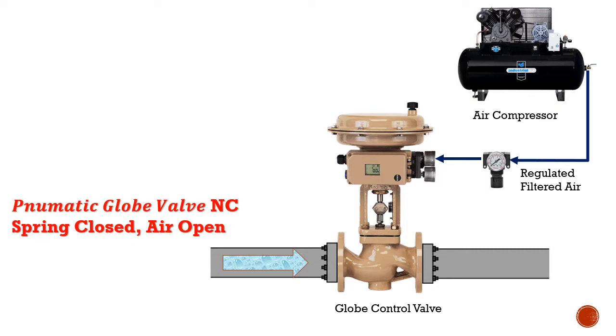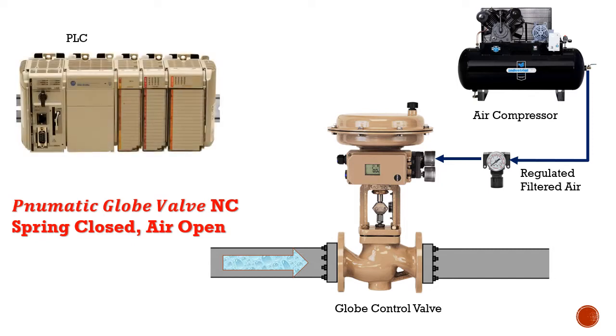So how do we control the air pressure? Well, we do that through an electrical signal from a PLC. So we're going to send a 4 to 20 milliamp analog signal into a converter, and that converter will then convert the 4 to 20 milliamp signal into a 3 to 15 psi pressure. Those 3 to 15 psi will then go through an amplifier that's built into the converter and give it enough air pressure to open and close the valve to its required amount.